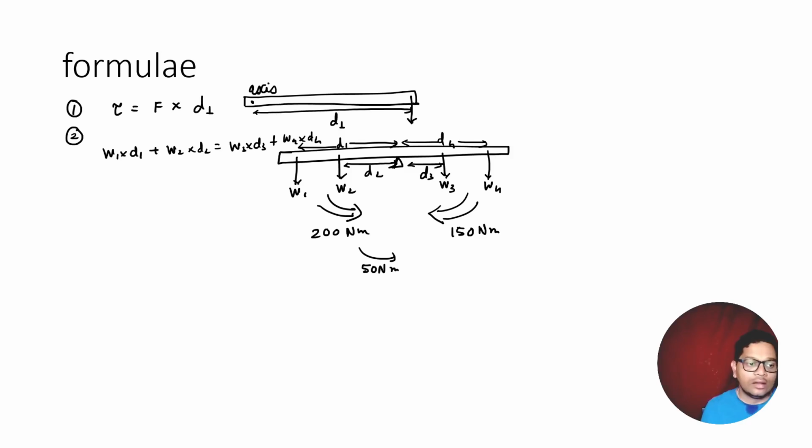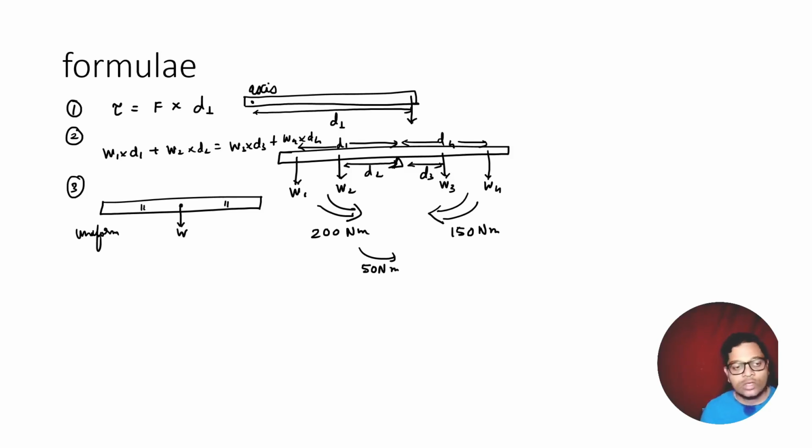And the third important part: if the scale is uniform, then the weight of the scale will act at its geometric center. And if the scale is not uniform, that means the weight will act at a point other than the center. So these are some of the formulas, and based on these formulas, there are some questions that we are going to do in this review. Let's have a look at the first question.